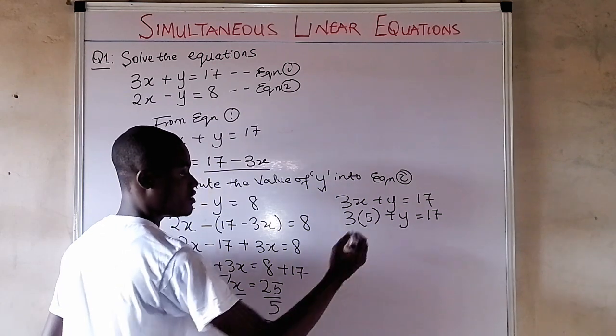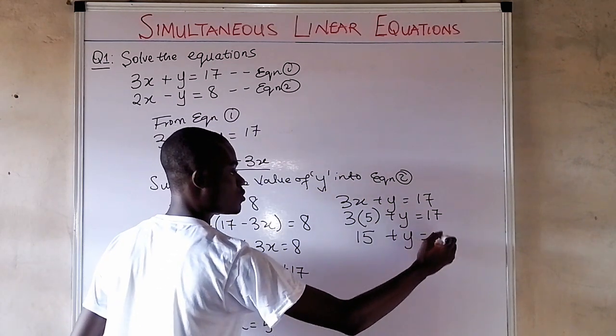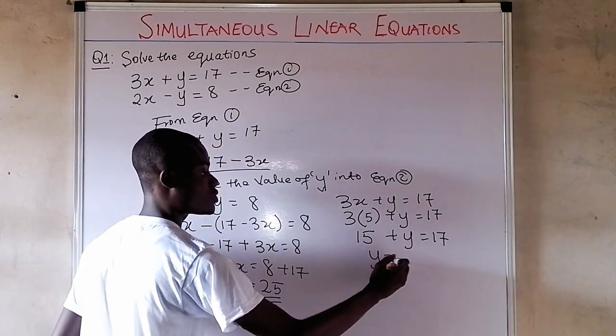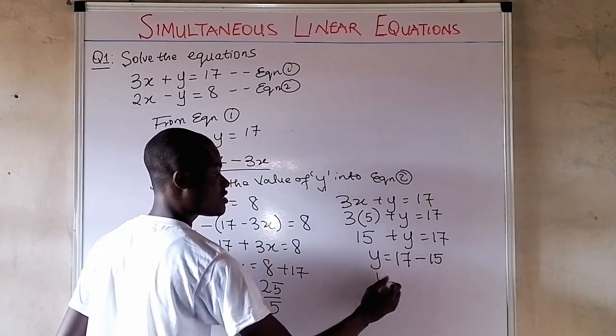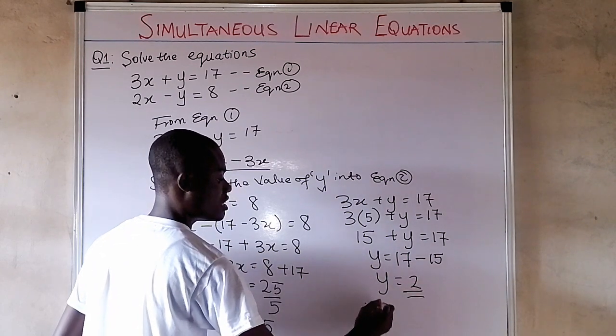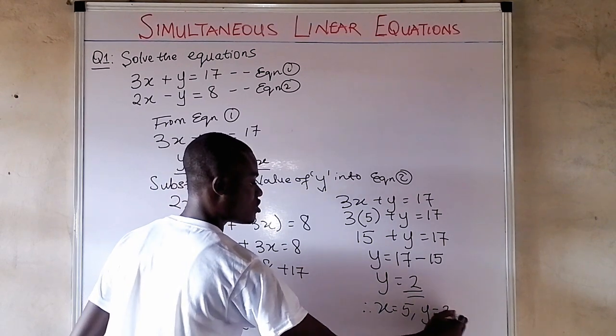So 3 times 5 is 15. Now 15 plus y is equal to 17. So when we collect like terms, we are going to have y is equal to 17 minus 15. And 17 minus 15 is equal to 2. So therefore, the value of x is 5 and also the value of y is 2.